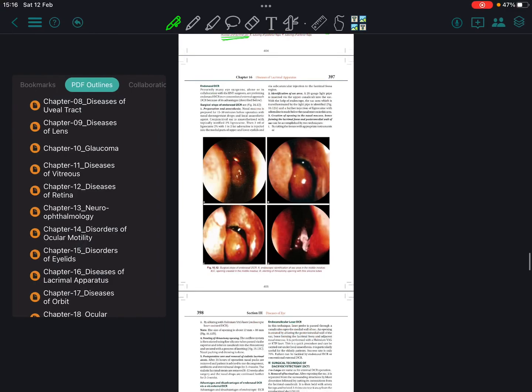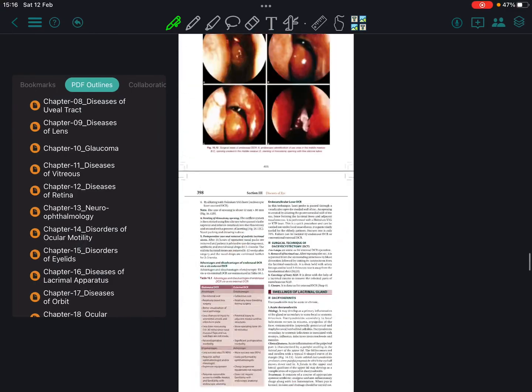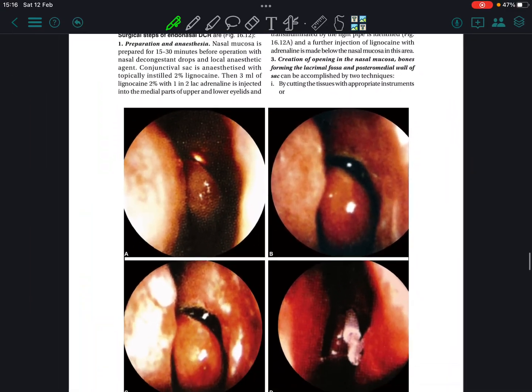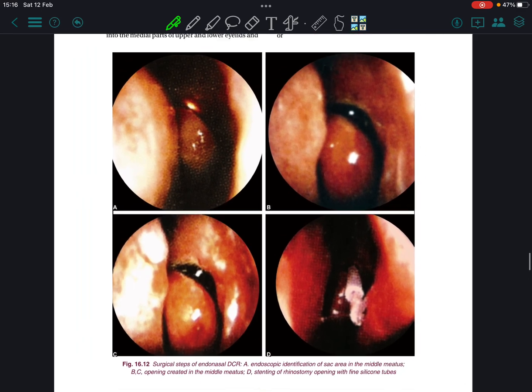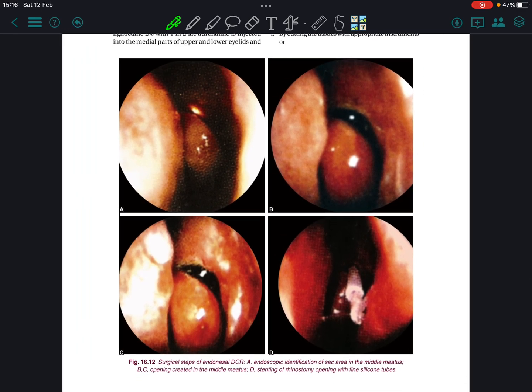Then endonasal DCR. Steps of endonasal DCR: endoscopic identification of the sac area in the middle meatus. We see an opening created in the middle meatus. Then stenting of the rhinostomy opening with fine silicone stents.